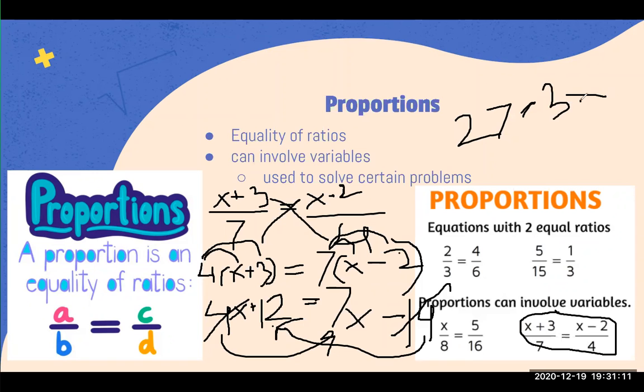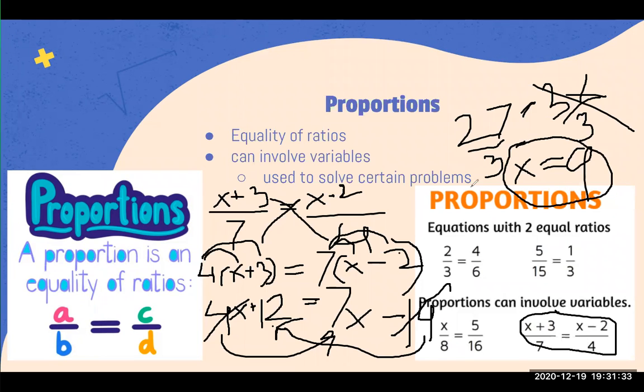So 27 equals 3x, and you can divide by 3 on both sides. Cancels this out. It's 27 divided by 3, that's 9. So x equals 9 for this problem right here. X equals 9, and that's the answer. So do all of you guys understand that?